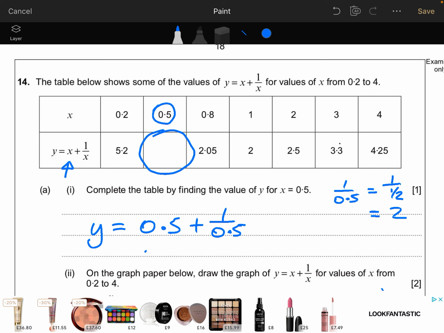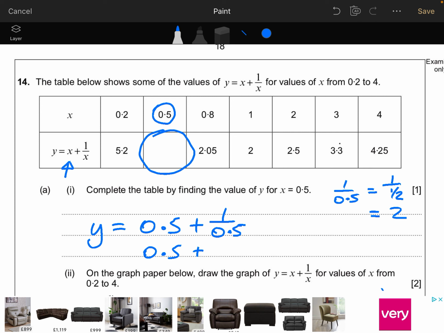So this is 0.5 plus 2, and the answer is 2.5. Putting 2.5 in here as my answer, and just checking the flow of this thing, because I'm expecting some sort of pattern. I've gone from 5.2 down to 2.5, then further down to 2.05, and so on. So that looks like part of the pattern. It doesn't jump out as an unusual answer.